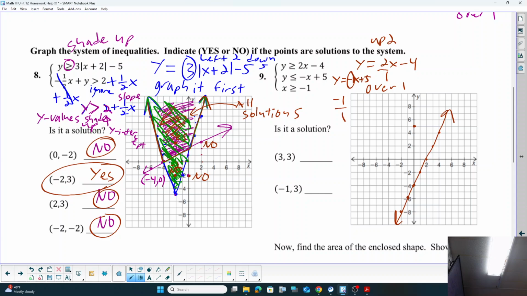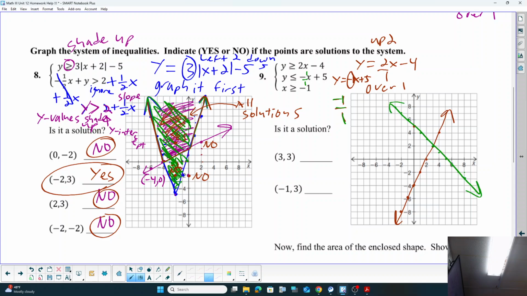So let's do a different color. -1/1 is what we're dealing with here, so that's going to be down 1 over 1, down 1 over 1, down 1 over 1. You see some intersections there already. Beautiful. So that's going to come down there. So there's the equation of this line.